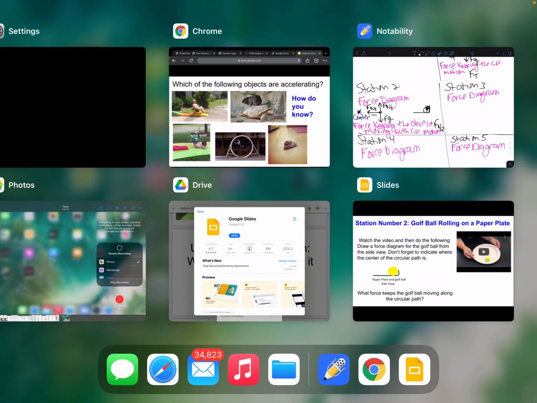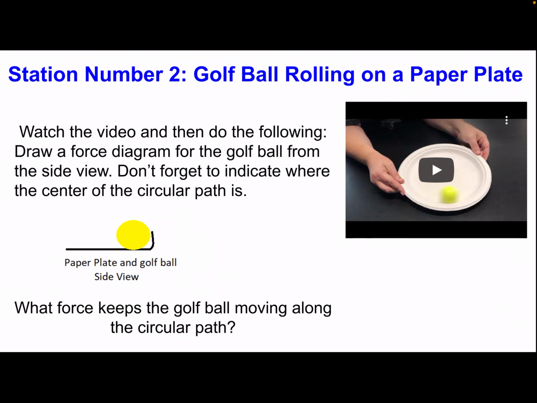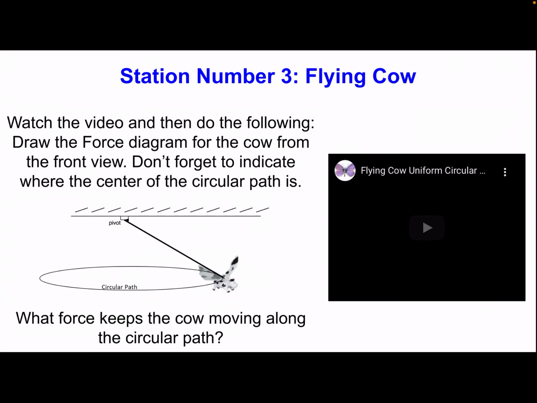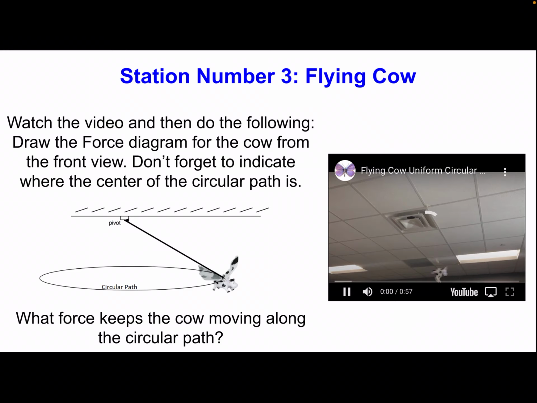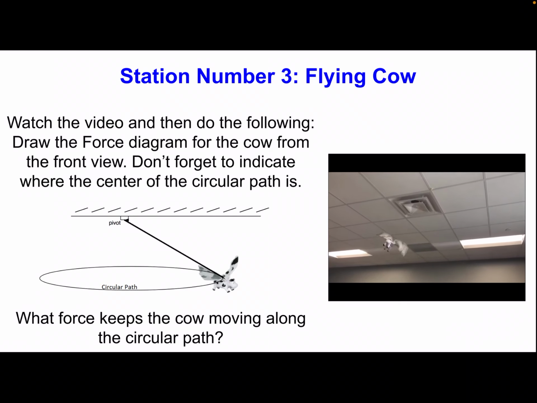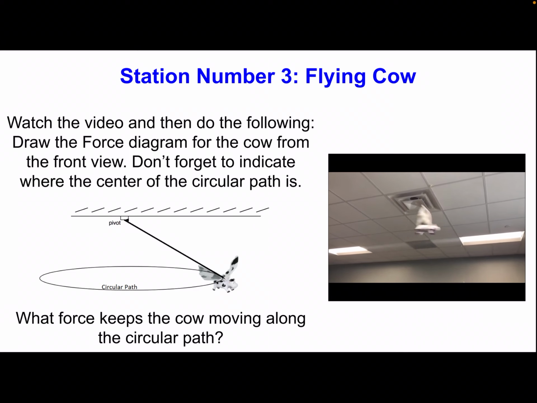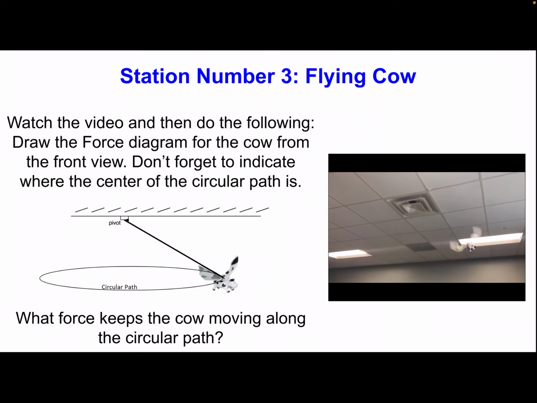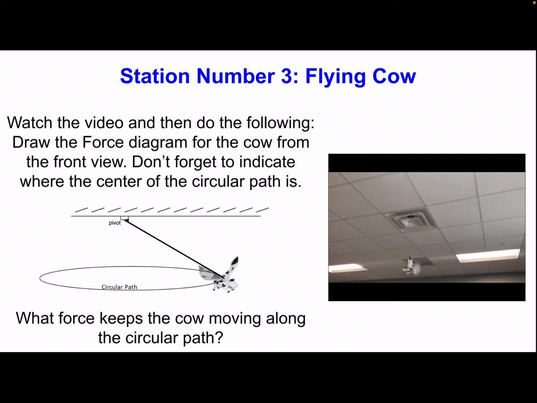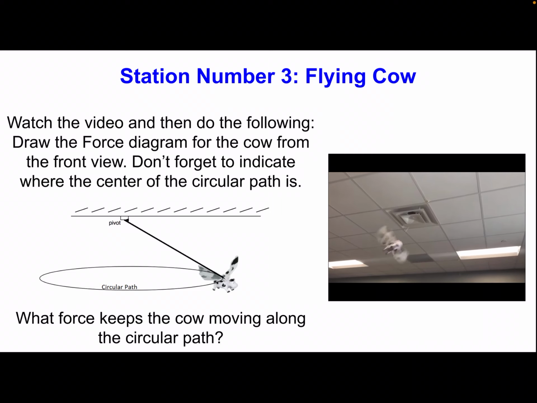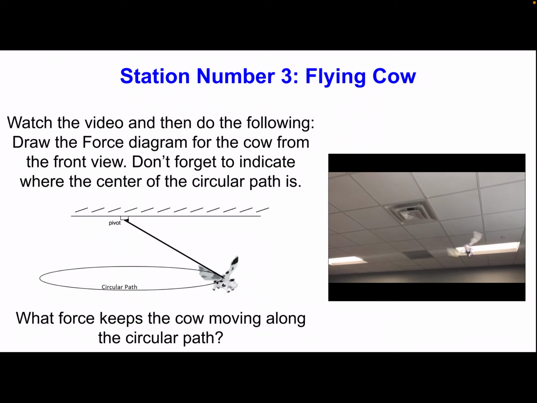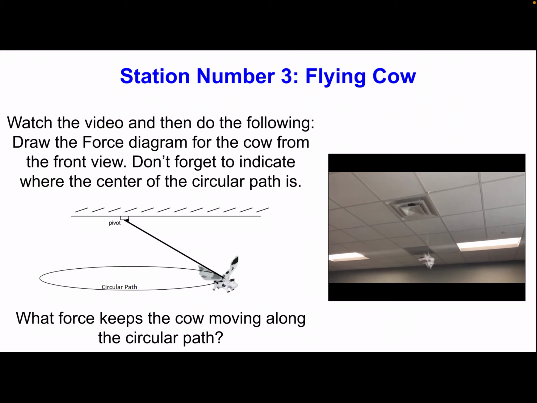All right, let's go to station number 3. So station number 3 is a flying cow. Yes, cows can fly. I bet you didn't know that, but here we go. Flying cow. So for those of you that are at home, I'm sorry. We'll be doing a flying cow lab when we get back from Thanksgiving break. I will try and take some good videos for you guys. So, okay, here's the video of the flying cow.